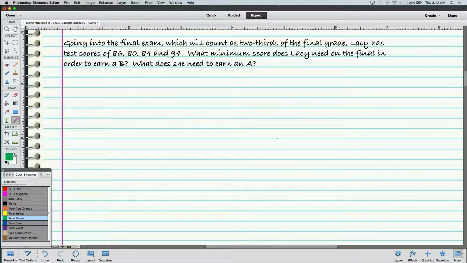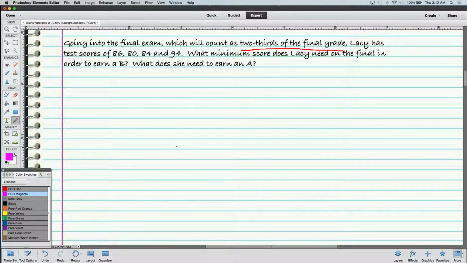So first step, we want to find or read the question. Read the question carefully, underlining all important information. Going into the final exam, which will count as 2/3 of the final grade. So we know that this one single test, the final exam, is going to count as 2/3 of your total grade.